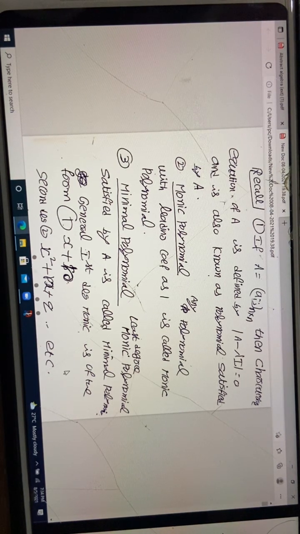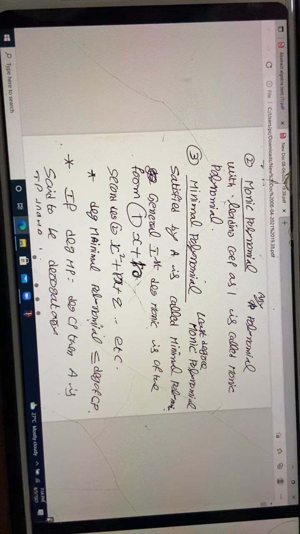What is the form of a second degree minimal polynomial? x square plus px plus q, because it has to be monic. So the x square coefficient should be 1; only the leading coefficient should be 1, the remaining can be anything. So again we have to find p and q if it is minimal. How to find? I will show you.